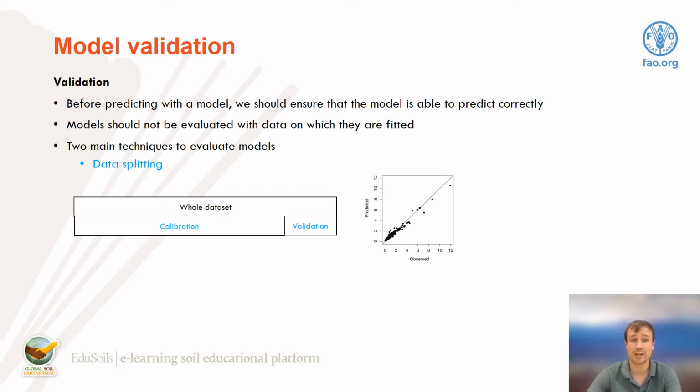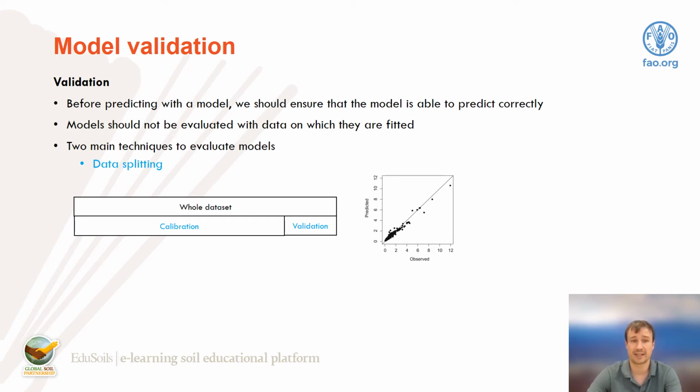Generally, we agree that a model should not be evaluated on the data with which it was fitted. We call it an internal validation. And this can be useful for very specific cases, for example, to give an indication, but it does not constitute a formal validation of the model predictions. And to formally validate the models, we have two main techniques generally that we can use to evaluate the model predictions.